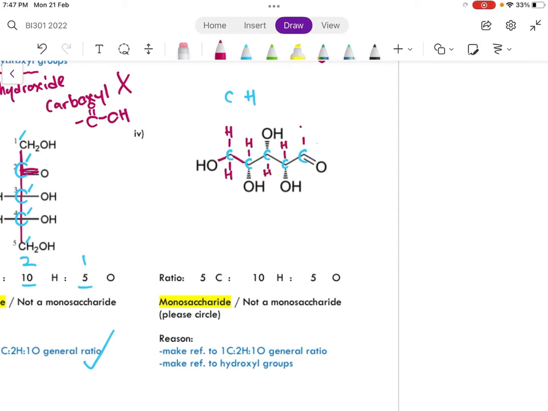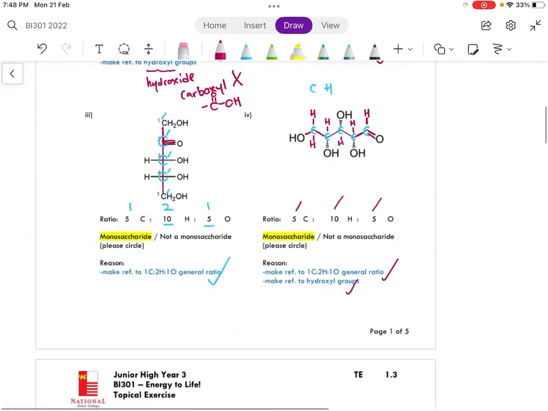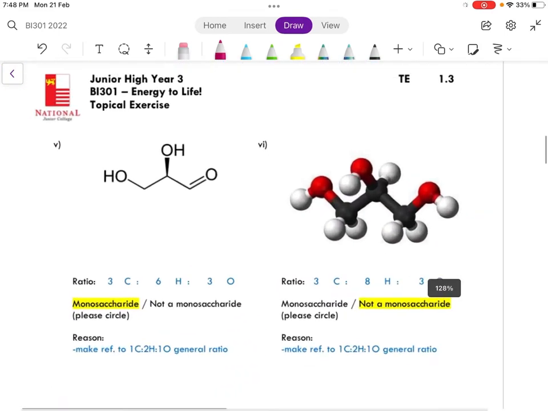As long as the carbon has 4 bonds, then it's correct. So even this last carbon I've just drawn, this double bond here has 2 bonds, 1 bond above to hydrogen, another bond to the adjacent carbon. 4 bonds for every carbon. So if you give it a count, there are actually 5 carbons, 10 hydrogens, and 5 oxygens. And that applies the general ratio of 1:2:1. And you can also make reference to the hydroxyl groups present. That's part 4.